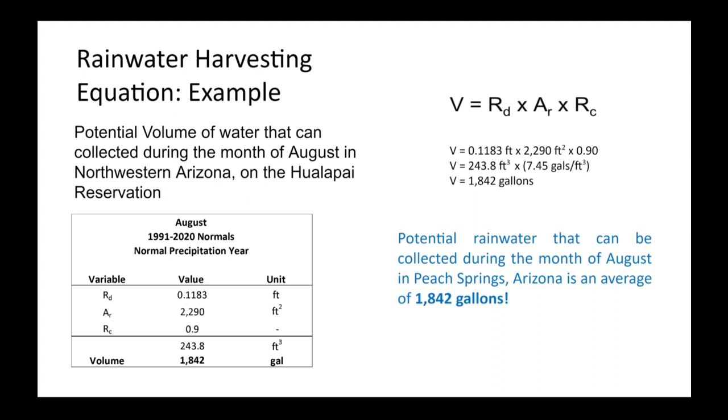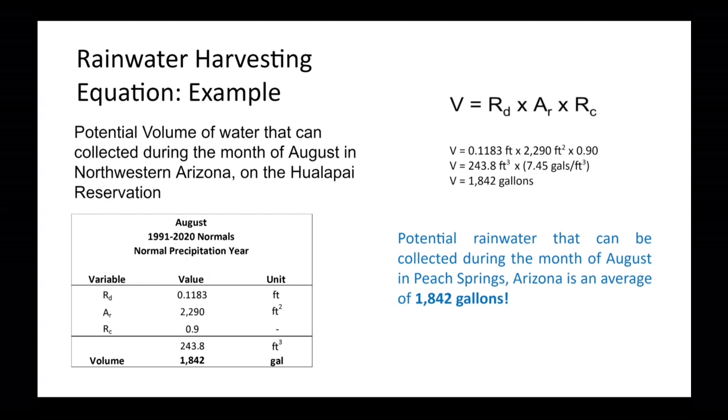Now to go over a quick example for the potential volume of water that can be collected during the month of August in northwestern Arizona on the Hualapai Reservation. As you can see, my rainfall depth was calculated using normals for August from 1991 to 2020. This is classified as a normal precipitation year, meaning that if I were doing the values for a wet year, I would have potentially more volume that could be collected, and during a dry year, I would have less. So my rainfall depth is 0.1183 feet or 1.18 inches. You want to make sure that your units are consistent.